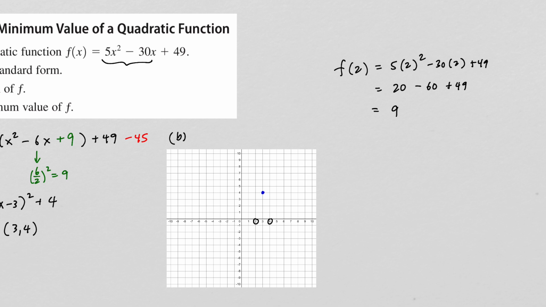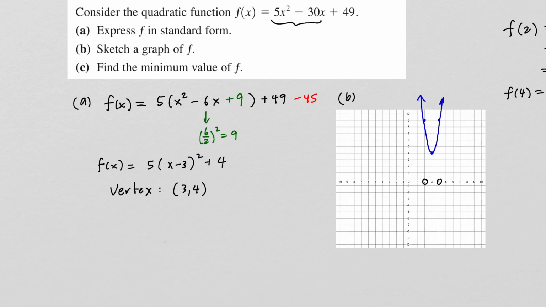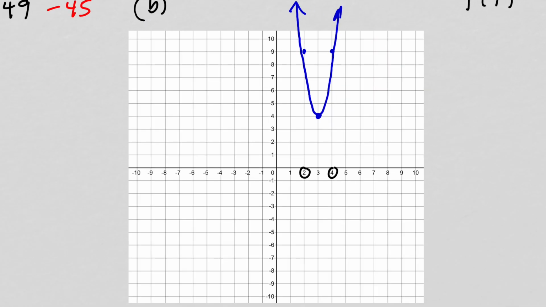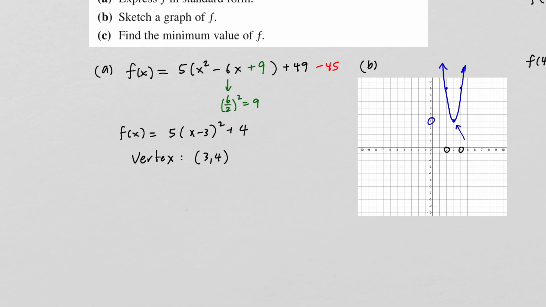We'll go ahead and graph that point. And because of symmetry, we know that f of 4 is also going to be 9. Now, if you want to pause this and verify that, you can do that. But we know that the graph must look something like this. And finally, what is the minimum value of f? The minimum value of f is the lowest y value. And so the minimum value is 4.